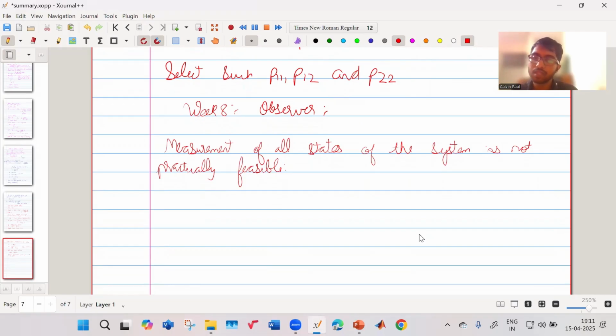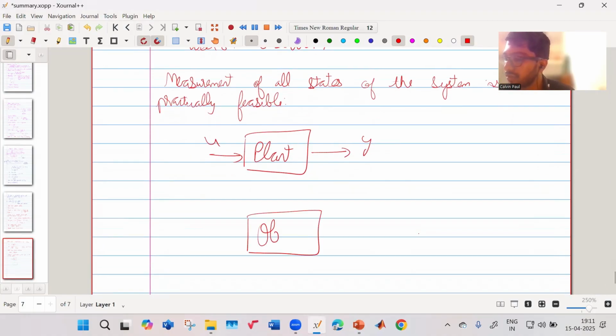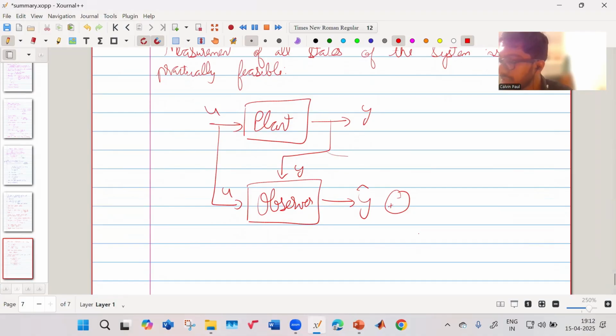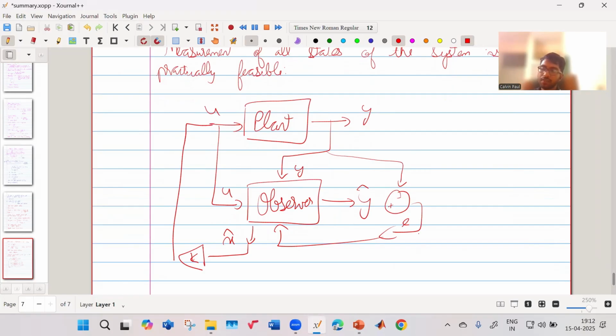So what is done is there's an observer. What an observer will do is, you have your plant. It has U and it is giving you a Y. You have your observer, which is taking the same U and this Y, and will generate a Y hat. Y hat minus Y is an error which is fed back. Your observer actually generates your X hat, and this X hat is used with some gain K to control your U. So earlier we had u equal to minus kx, now we get u equal to minus kx hat.